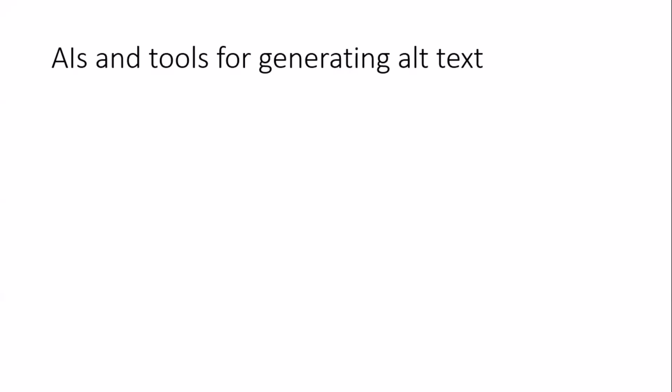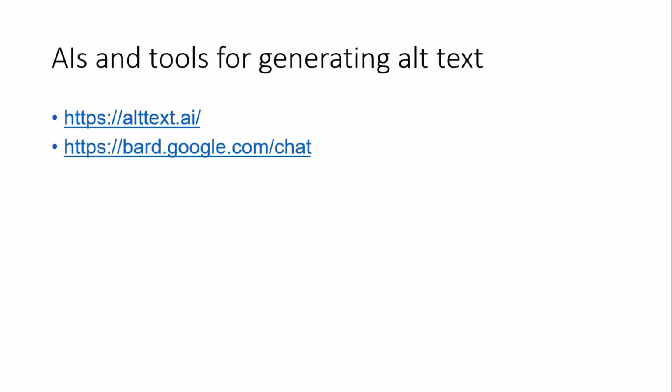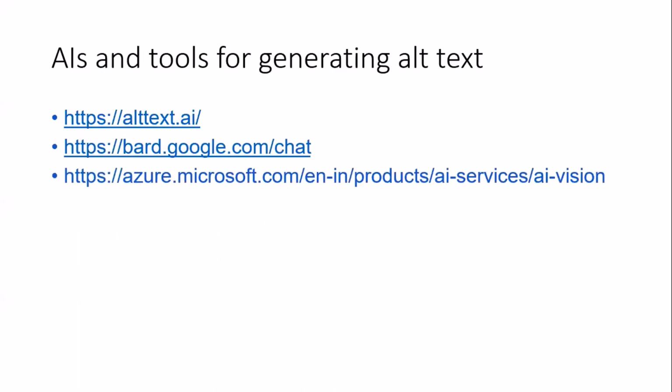Now we have AIs and tools for generating alt text, and it is getting better by the day. But still, an alt text writer has to evaluate what the AI is doing. So here I will show you this site also, alttext.ai, which has this automatic alt text, and bard.google.com is there. And Microsoft also has vision products, AI Vision.